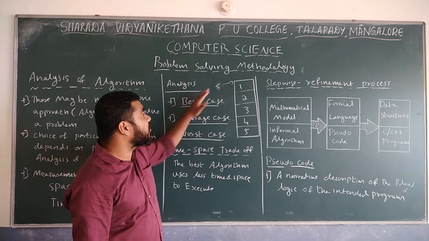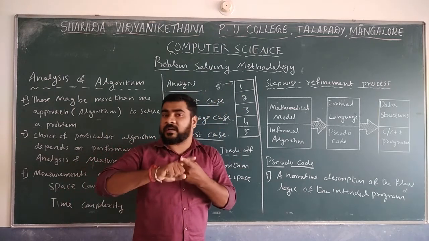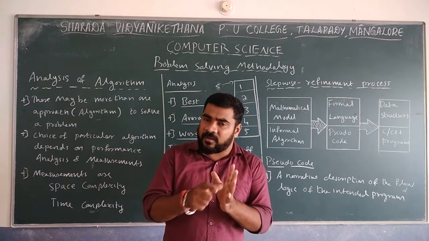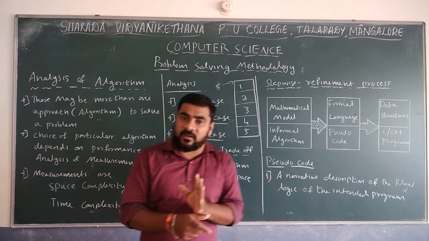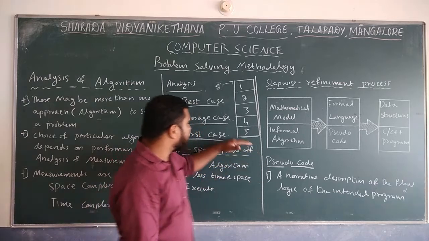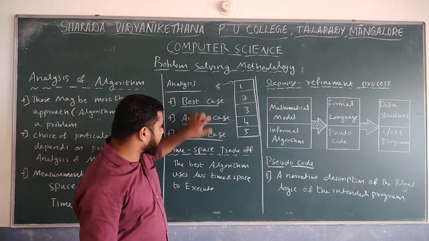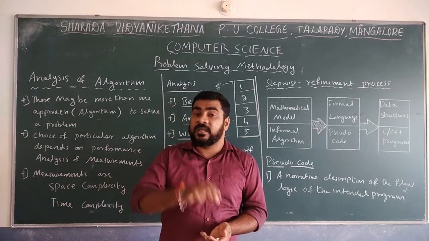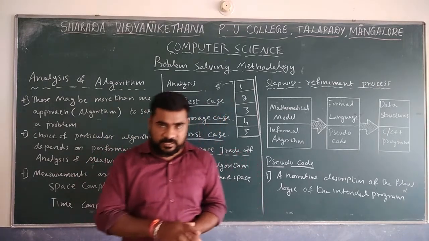Best case means only one comparison. Whenever only one comparison is there, that is known as the best case. Whenever the maximum number of comparisons is there, that is known as the worst case. Remember, best case and worst case. In between, if you get any number of comparisons, that is known as the average case.